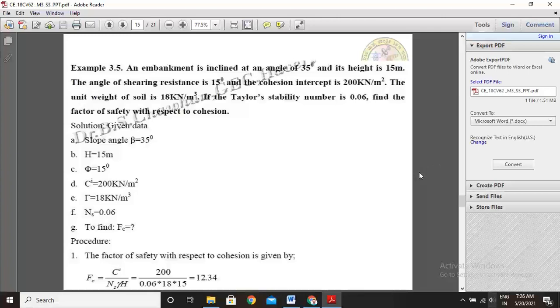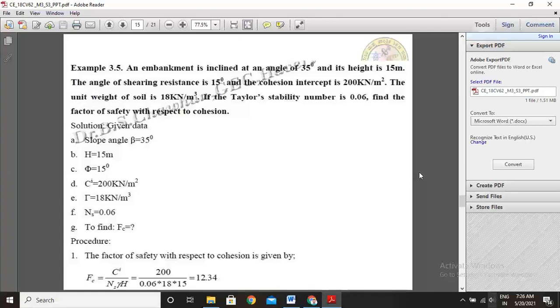Next problem. An embankment is inclined at an angle of 35 degree and its height is 15 meter. The angle of shearing resistance is 15 degree and the cohesion intercept is 200 kilonewton per meter square. The unit weight of soil is 18 kilonewton per cubic meter. If the Taylor stability number is 0.06, find the factor of safety with respect to cohesion.